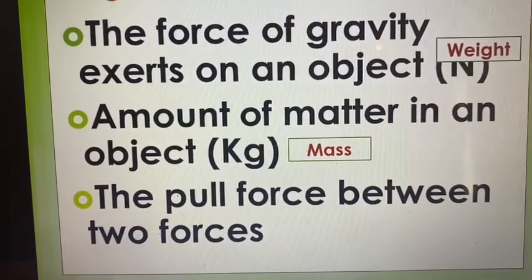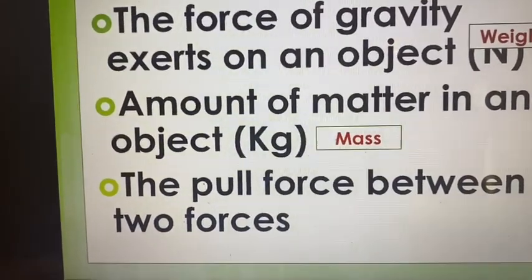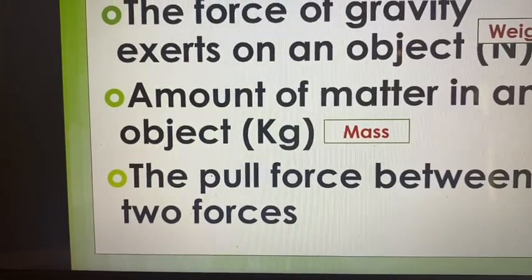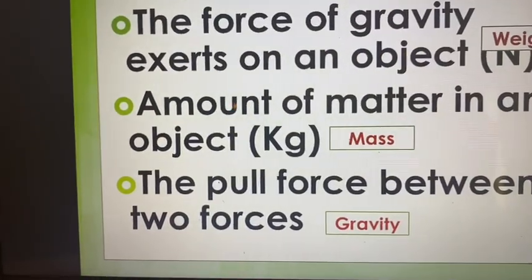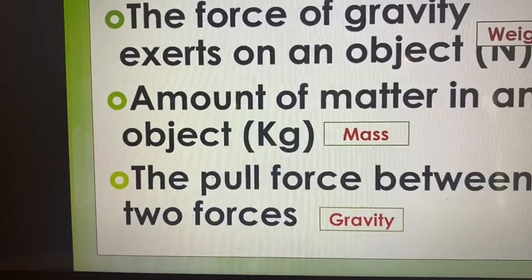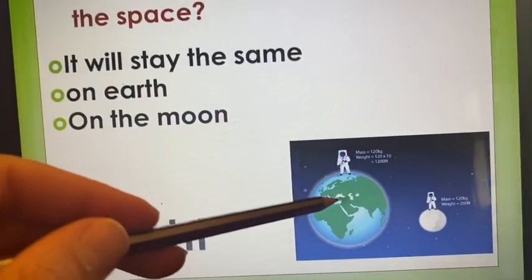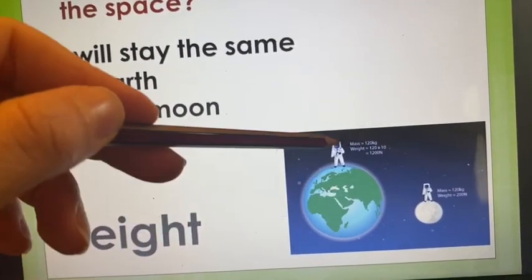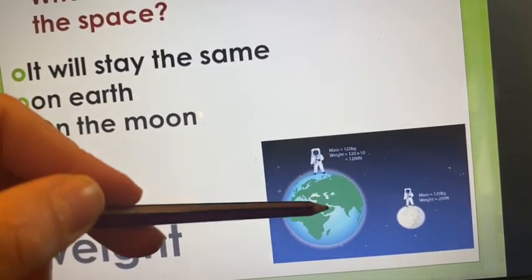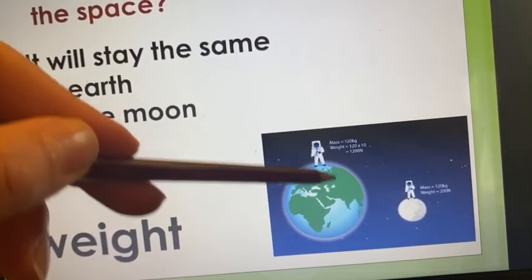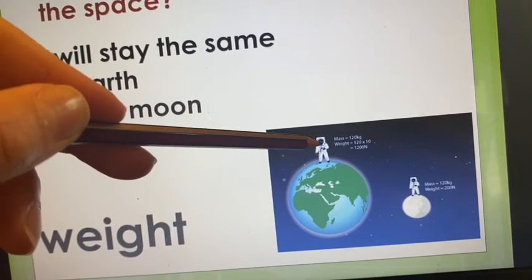The pulling force between any two objects that have a pulling force between both of them is called gravity force. For example, the earth is larger than you, and you always have a pulling force. This is the earth and this is you. There are two objects. The earth has a bigger mass than you, and there's gravity between both of you. You will pull each other. Is it the same? Will the bigger object pull the smaller object?